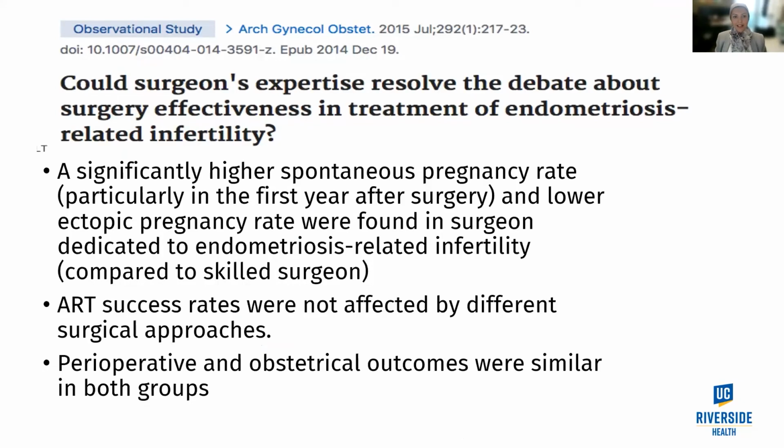This is a study that I accidentally stumbled upon when I was looking for something else, and it really caught my eye because the title is, Could Surgeons' Expertise Resolve the Debate About Surgery Effectiveness in Treatment of Endometriosis-Related Infertility? So what this group of observers did is they compared pregnancy rates after laparoscopic surgery with an expert and a normal laparoscopic surgeon that's not experienced in endometriosis or infertility.